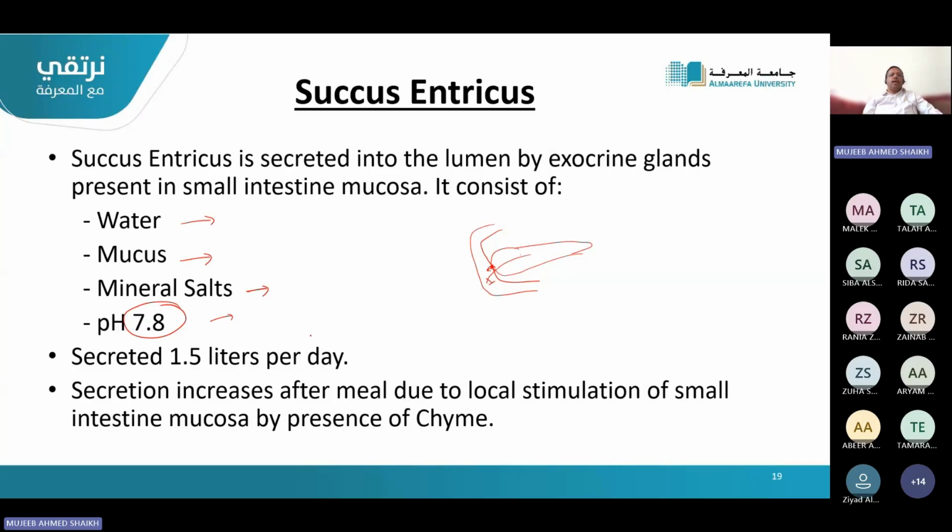7.8 is the pH. Around 1.5 liters is secreted per day. Secretion increases after a meal due to local stimulation. A meal contains many things: salt, some chemicals, some spices. All these stimulate the intestinal mucosa to cause more secretion. So during the meal, the secretion will be more. Around 1.5 liters per day is the amount of secretion of succus entericus.